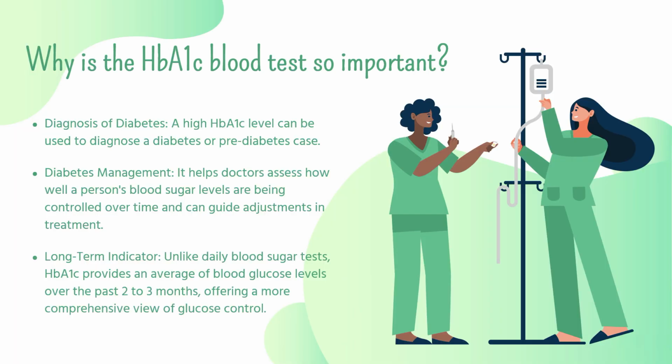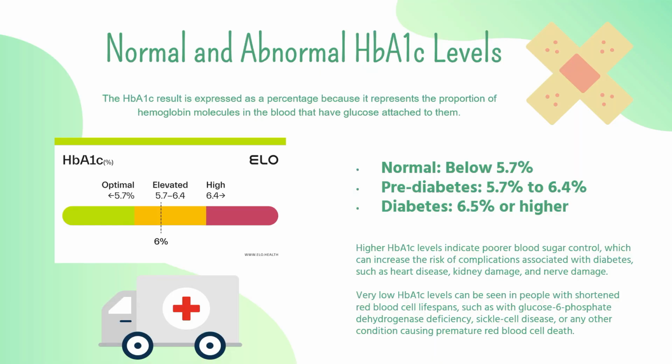The HbA1c blood test is also important because it's a long-term indicator. Unlike daily blood sugar tests, the HbA1c provides an average of blood glucose levels over the past 2 to 3 months, which offers a more comprehensive view of glucose control. If your patient says they've been staying away from sugary treats and high carbohydrate treats, and they've been taking their medication religiously, the HbA1c levels should be somewhat normal. But if it's still in those yellow or purple zones, which means it's elevated or high, we know that they've been having a lot more cheat days over the last few weeks than they're actually fessing up to.